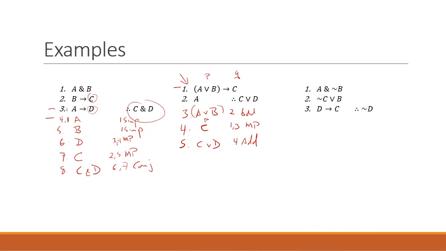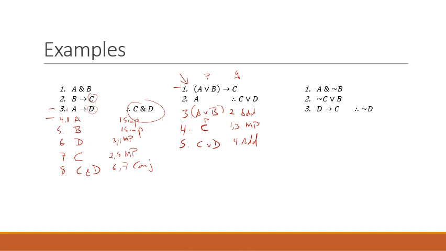All right, here's a third example. Suppose we have A and not B, not C or B, and then D arrow C. So we're adding some negations in here. Things might get a little confusing, but nevertheless, using our 7 rules, we'll be able to derive not D.